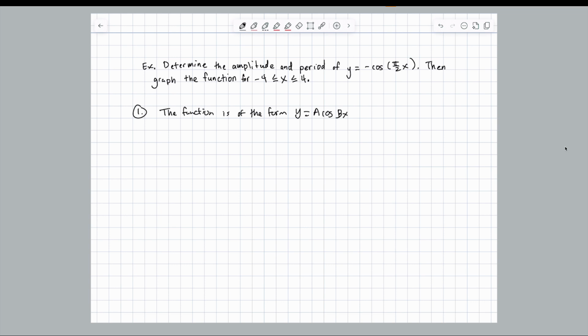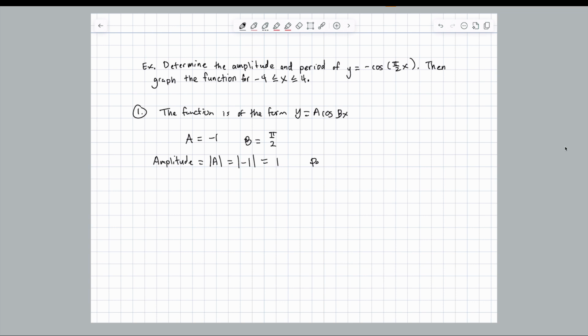Which means our period is going to be adjusted and we're going to have an amplitude that's different from the standard cosine. So what is our a here? Our a is -1 and our b is pi over 2. This tells us that our amplitude equals the absolute value of a, which is the absolute value of -1, which equals 1.